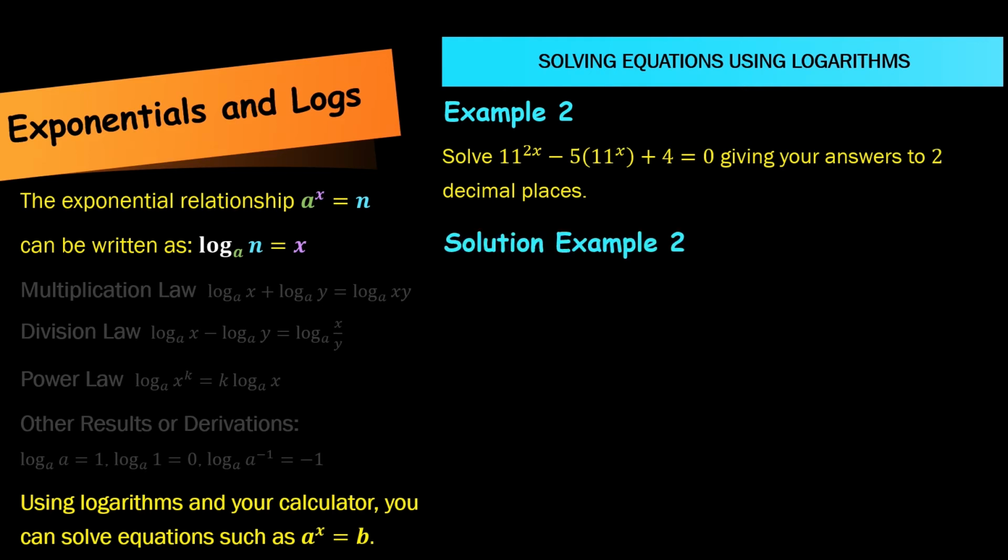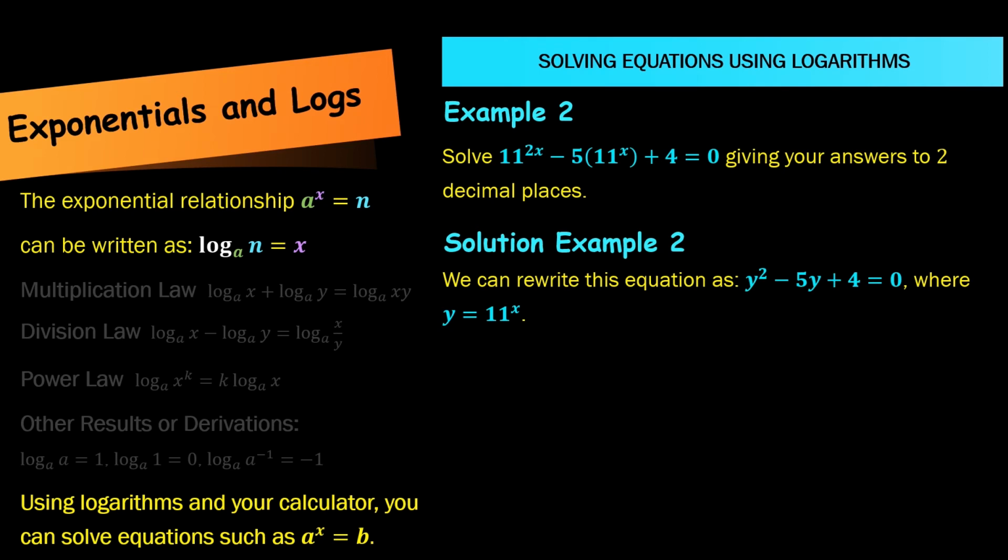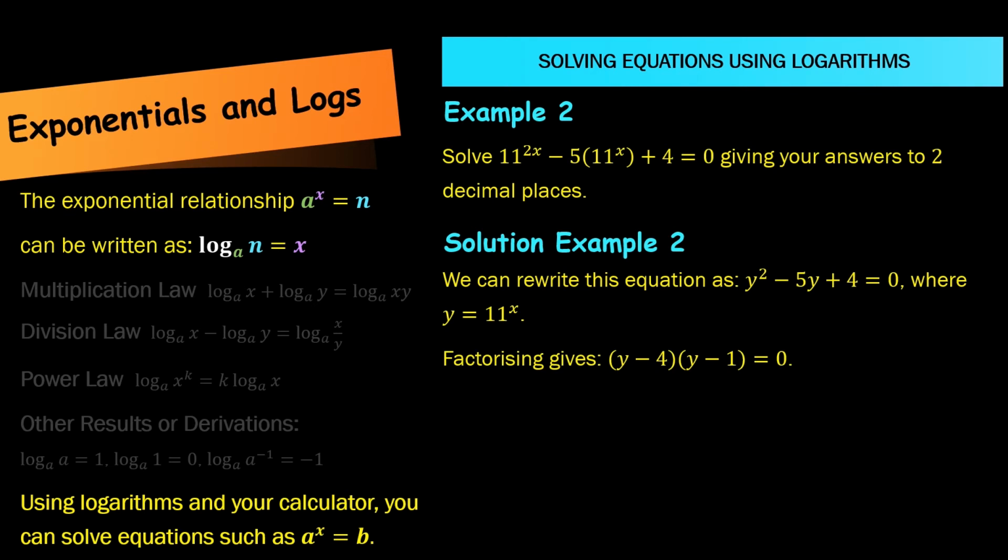So let's solve this. We are required to solve 11 to the power 2x minus 5 times 11 to the power x plus 4 equals 0, giving our answer to 2 decimal places. We can rewrite this equation as y squared minus 5y plus 4 equals 0, where y is equal to 11 to the power x. Factorising gives us y minus 4 times y minus 1 equals 0.